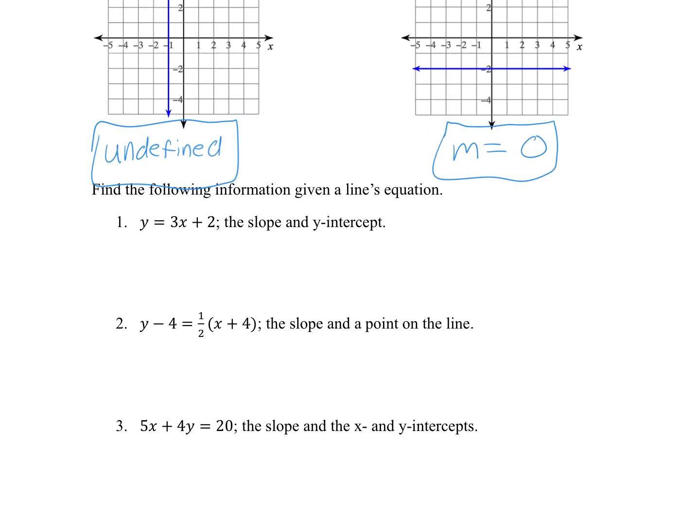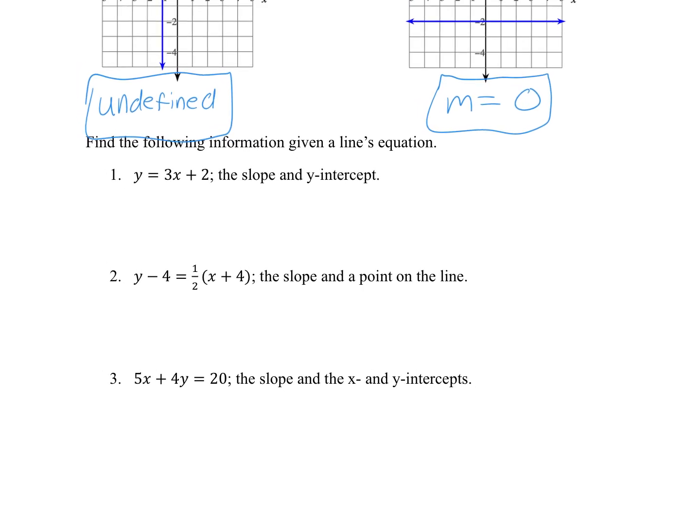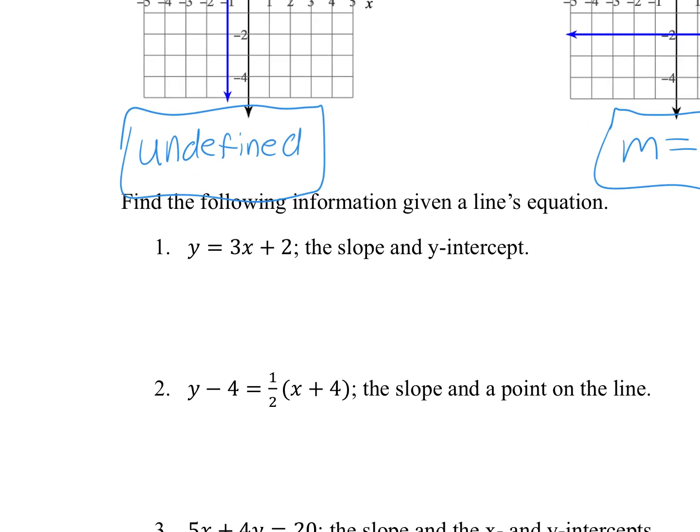Okay. So now for these next few questions, I'm just asking you various information about a line given its equation. For number 1, I'm asking you for the slope and the y-intercept. If you know the forms of a line, these questions should be super easy. This is the equation of a line in slope-intercept form, y equals mx plus b. So then all you have to do is match.